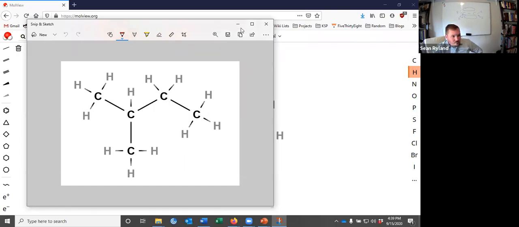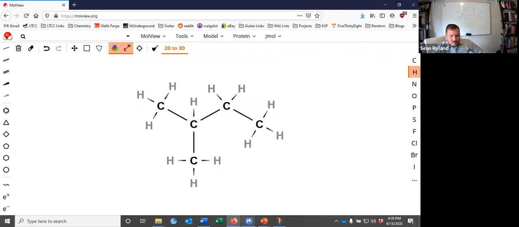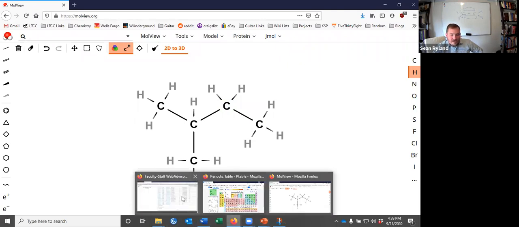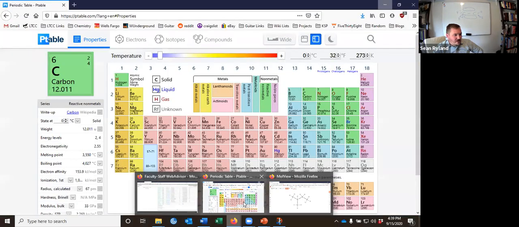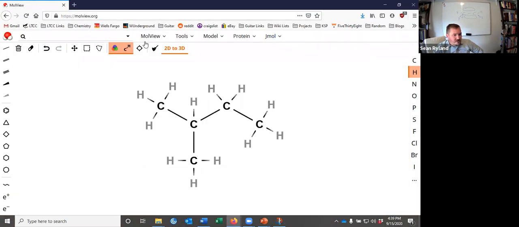So that's going to be the basis for at least the first part of the lab, playing around with this interface until you can get the hang of using it.